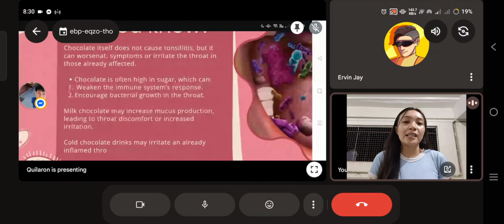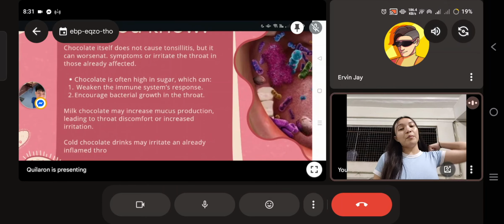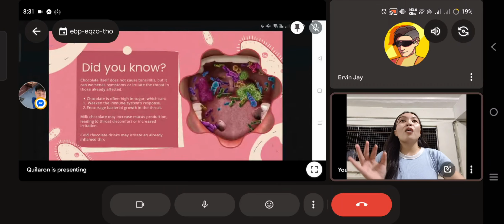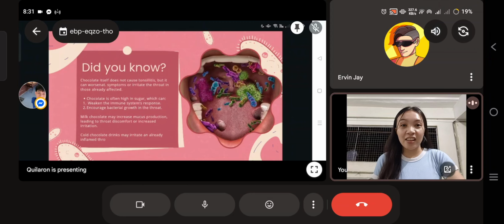You see, chocolate is often high in sugar. This means that it can weaken our immune system's response and encourage bacterial growth in the tonsil. Especially the milk chocolate kay tungod mas tamis siya so mas daghan ang sugar nga iyahang gina-produce. So the cause of the tonsillitis is not the chocolate.